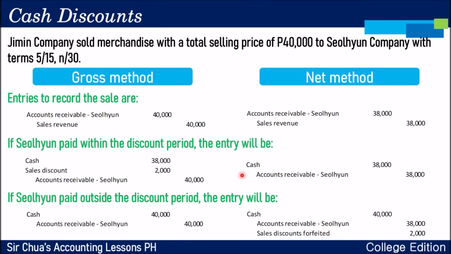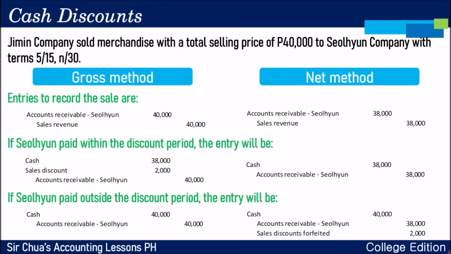Paano naman pag nagbayad outside the discount period? Ni-record mo yung sales revenue ng 40,000 at marireceive mo yung cash na 40,000. Sa net method, although 38,000 lang naka-record yung sales revenue, nagkaroon ka naman ng sales discount forfeited na other income na 2,000. So, basically, your total revenue pa rin naman in case hindi magbayad si buyer sa'yo within the discount period, babalik pa rin sa'yo yung 2,000 as part of your income. Okay? So, pareho lang siyang 40,000 kung hindi magbayad si buyer sa'yo within the discount period.